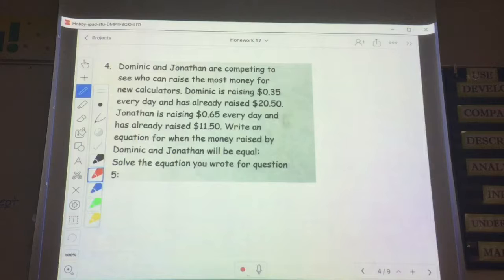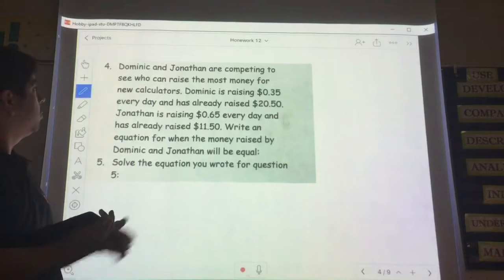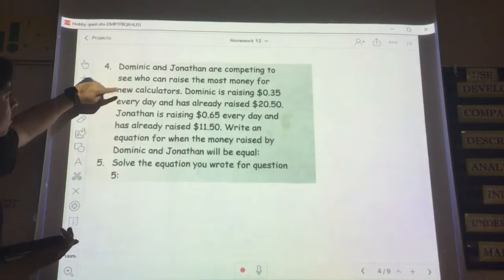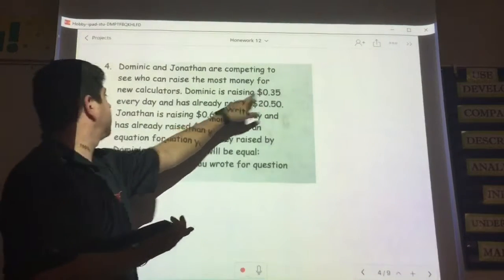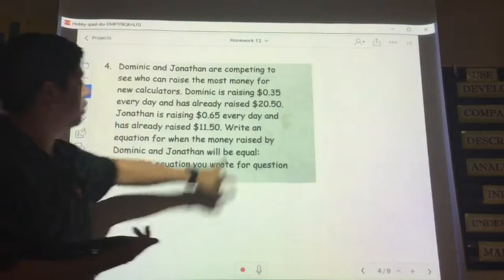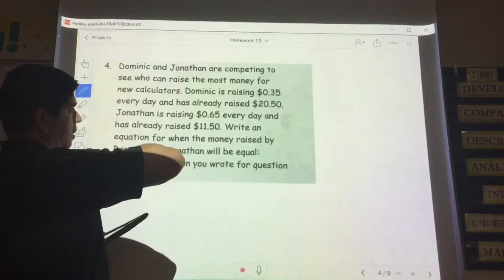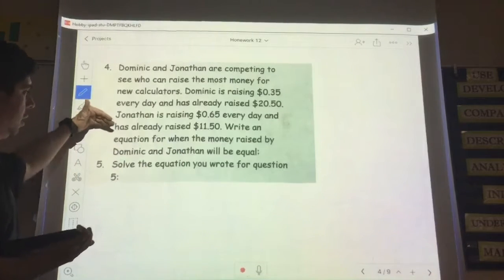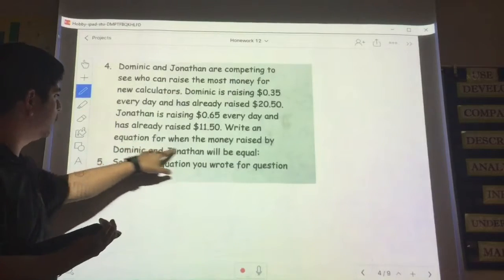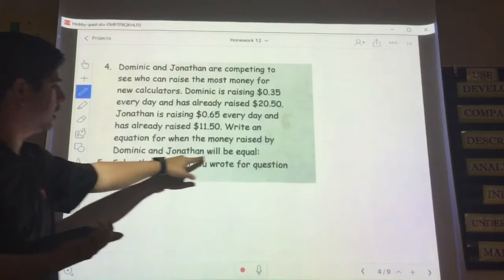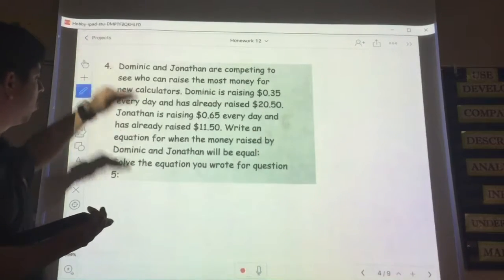Okay, number 4. Dominic and Jonathan are competing to see who can raise the most money for new calculators. Dominic is raising 35 cents every day and has already raised $20.50. Jonathan is raising 65 cents every day and has already raised $11.50. Number 4 says to write an equation for when the money raised by Dominic and Jonathan will be equal. So it's an equation, so I'm going to have an equal sign between both of these.